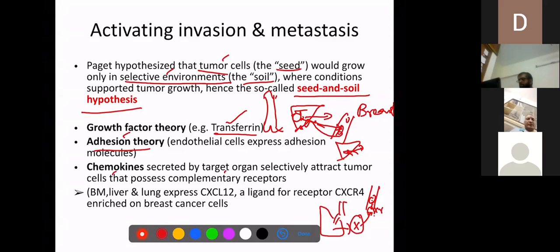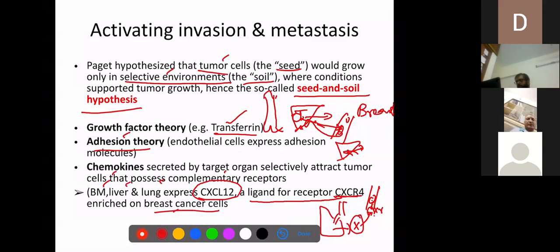So this specific chemokine can attract the tumor cells by joining with the receptor in the specific cancer cells. For example, bone marrow, liver, and lungs express the CXCL2 chemokine, which is the ligand. This ligand has a receptor, CXCR4, in the breast cancer cells. So these three will selectively attract the breast cancer cells. That is why breast cancer commonly metastasizes to the bone marrow, liver, and lung, not elsewhere.